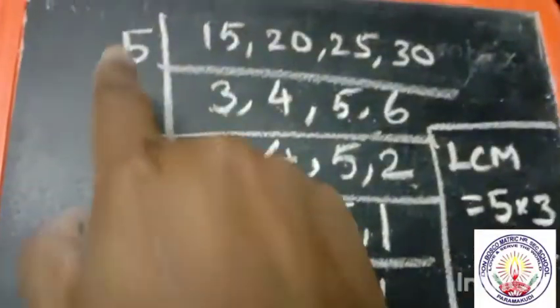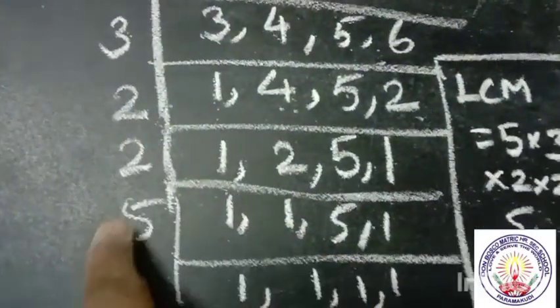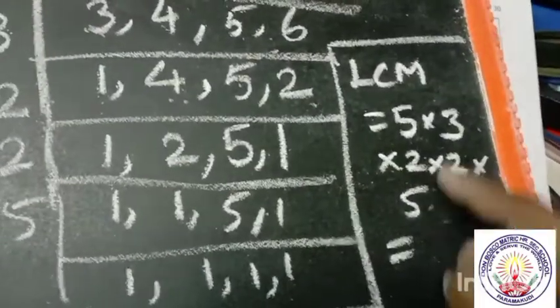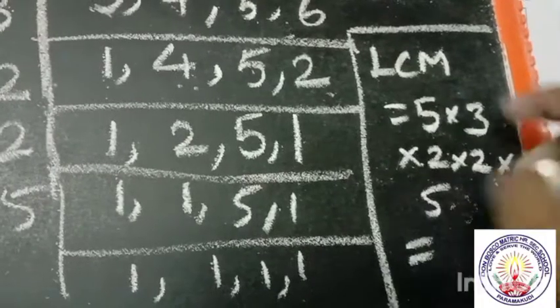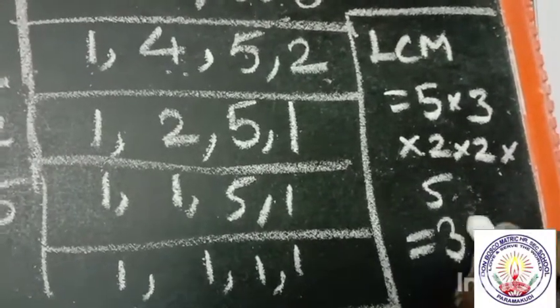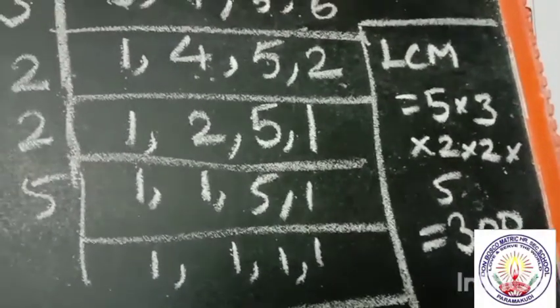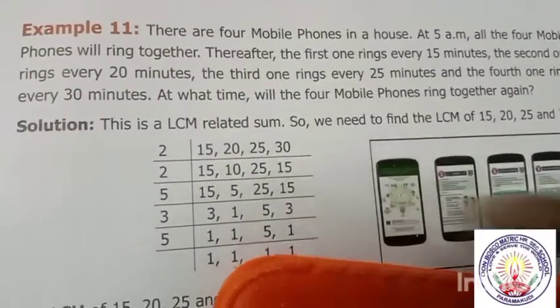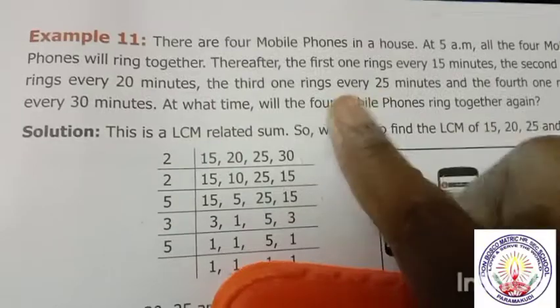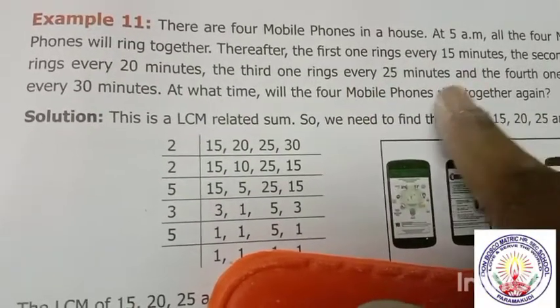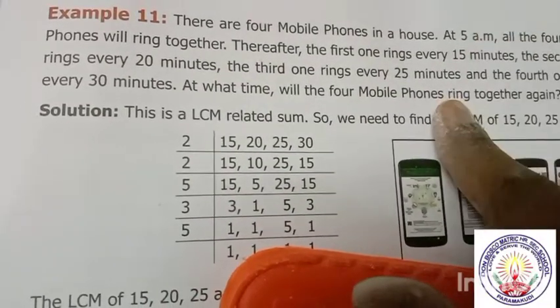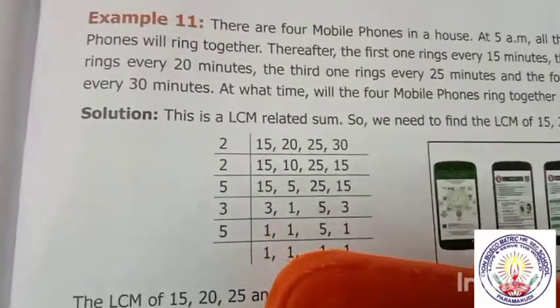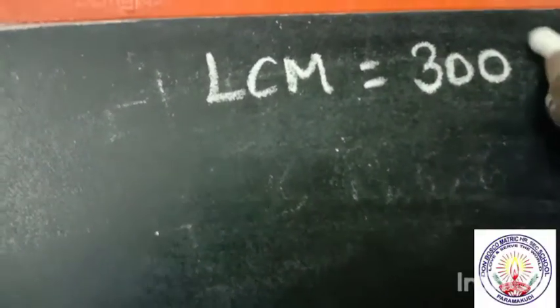So the LCM is 5 into 3 into 2 into 2 into 5. We multiply that, we get 300. So the LCM is 300. What was the question? At what time will the 4 mobile phones ring together again? So the time we need here is 300 minutes.